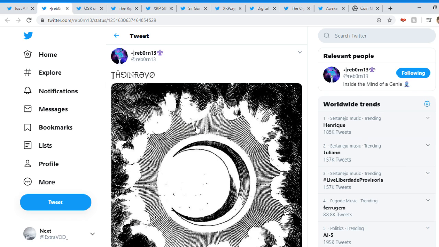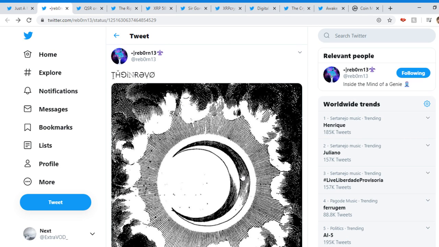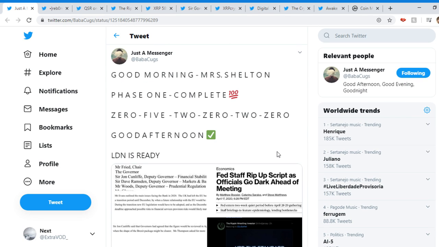We can see right here. Now, look at this, guys. And then, which looks like overnight. And the final tip for today's video comes from Baba Cugs. Now, there's been lots of news for XRP, guys. Lots of riddles as well. So many people have been tweeting about many things, but we can see here, Baba Cugs.